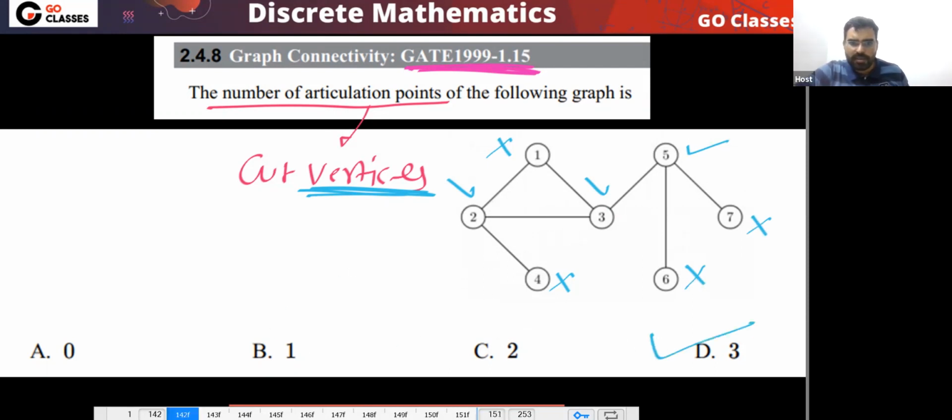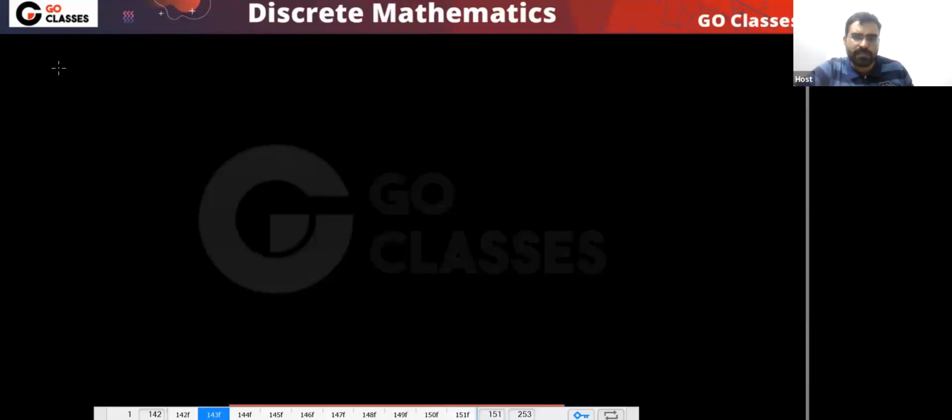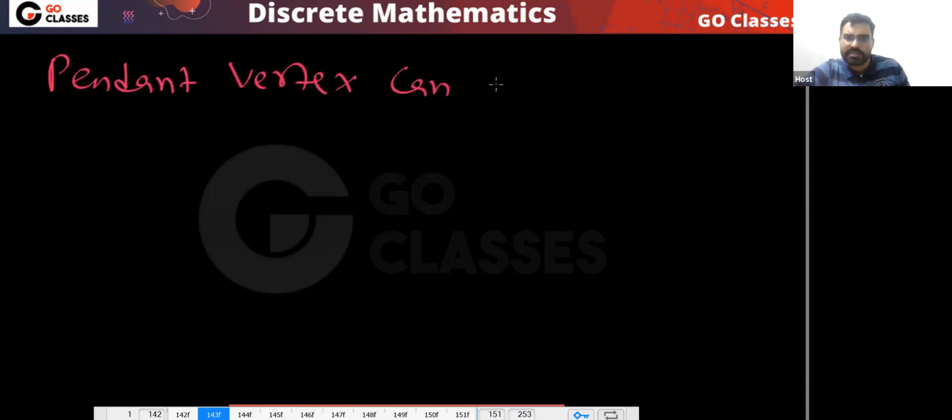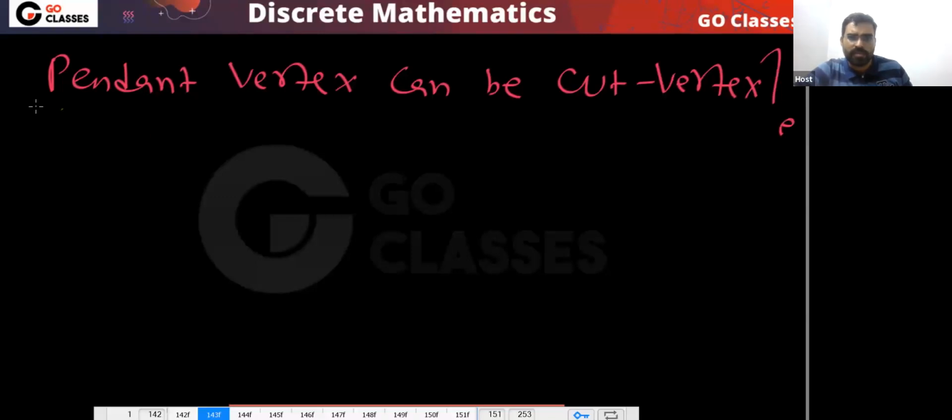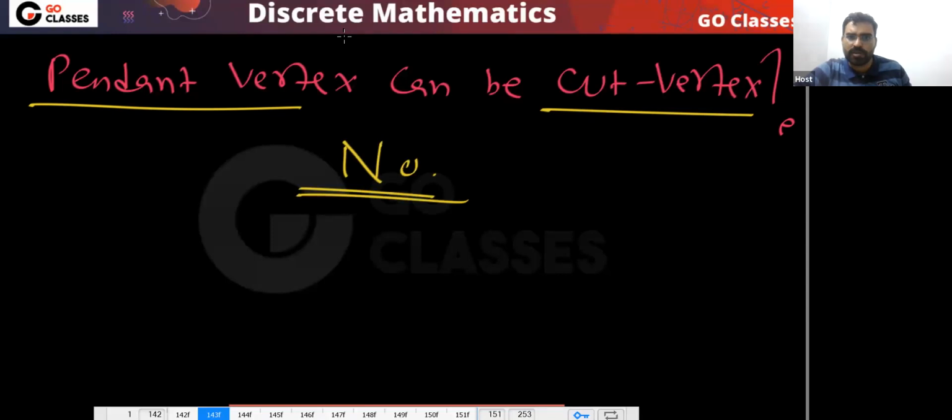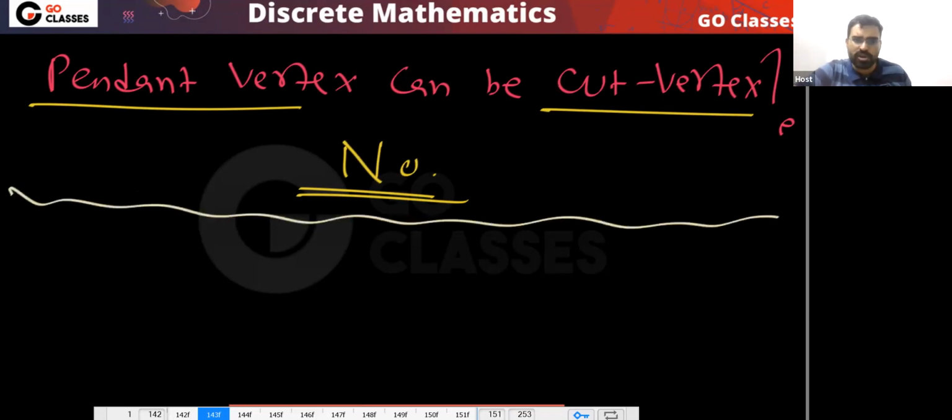Tell me one thing. Is it possible that a pendant vertex can be a cut vertex? The answer is no. It is not possible. Because if you remove a pendant vertex, then the number of components will not increase.